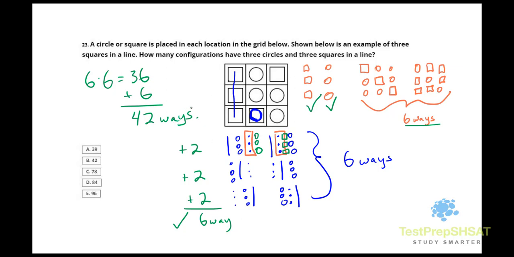For rows, it's the same thing. So I could duplicate this, which means 2 times 42. My final answer should be 84 ways, or 84 configurations of 3 circles and 3 squares in a line. That's a good one. Gets a little tricky. We've got to be careful about how to arrange those sort of mixed columns along with everything else.